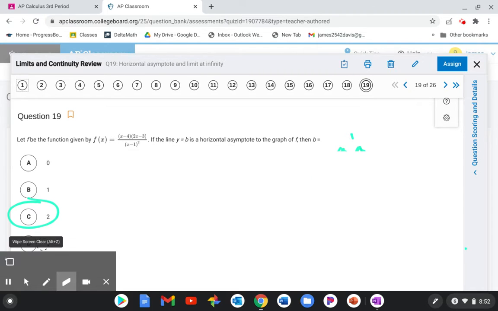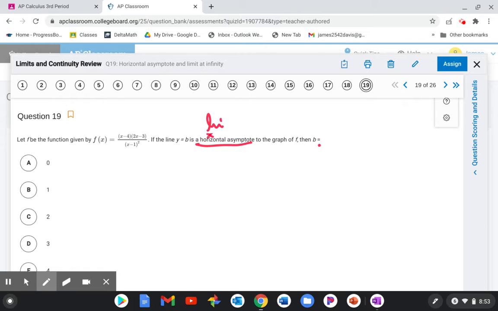For number 19, let the function here, if the line y equals b is a horizontal asymptote of f, then b equals. Okay, so think about, in this case, infinite limits. Whenever you see horizontal asymptotes, think about a limit as x goes to either plus or minus infinity. So to figure out a horizontal asymptote, we have these infinite limit rules, which if you remember, when you have a rational function, you're just going to look at the biggest powers on the top and the bottom. And we sort of had three scenarios.